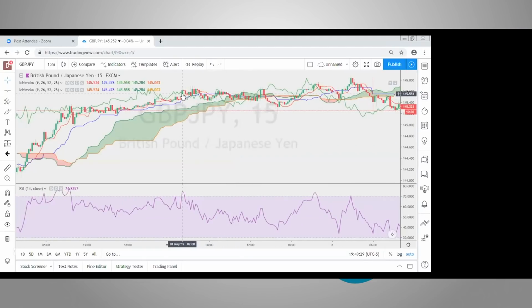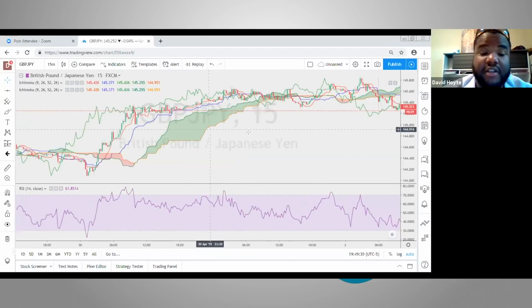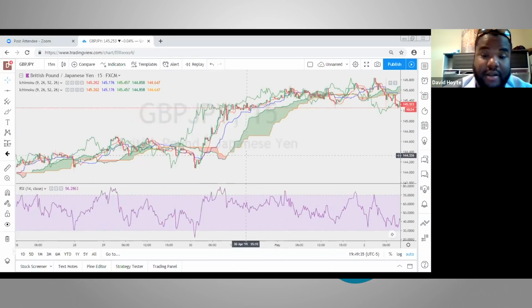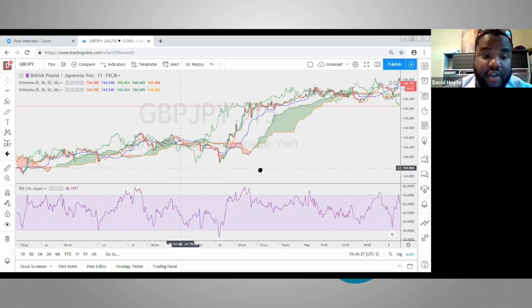And then we got some more consolidation here. Consolidation is basically a scalper's paradise. That is scalper's paradise, consolidation.